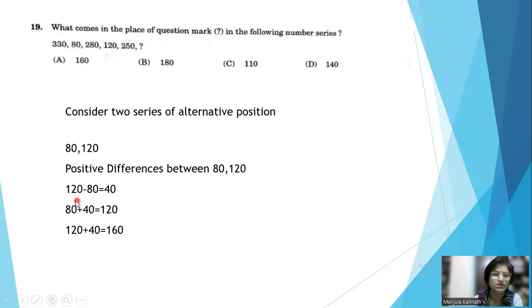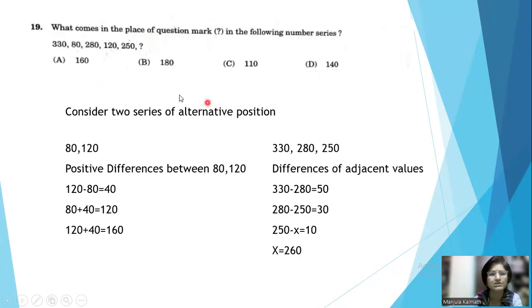Okay. So here we have 120 minus 80, that is 40. For 80, we are adding 40, so it will be 120. For 120, by adding 40, it will be 160 here. Like that, suppose one more question mark is there. One more number you are supposed to find out. In that case, what happens?